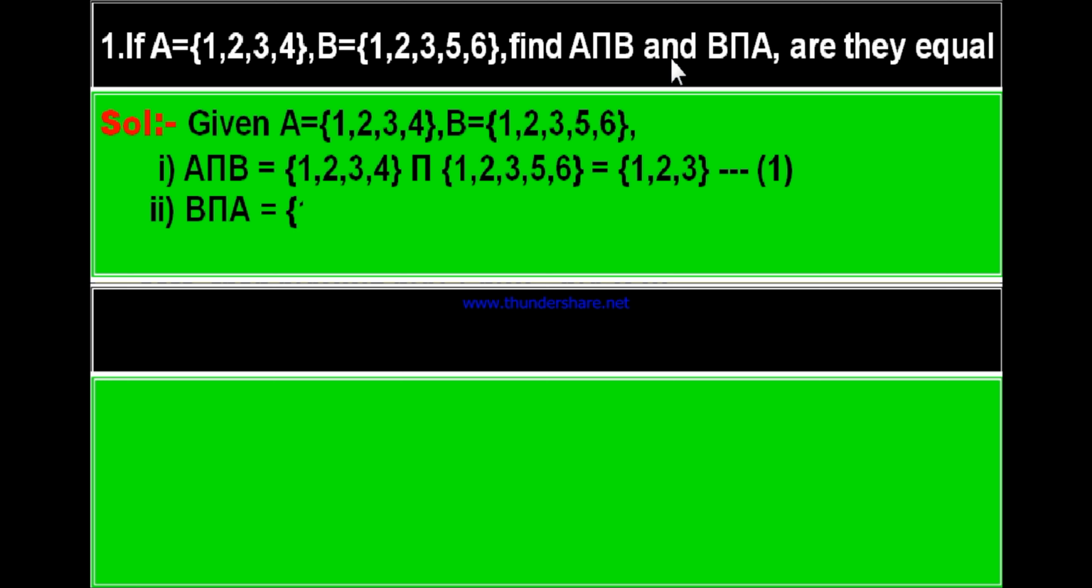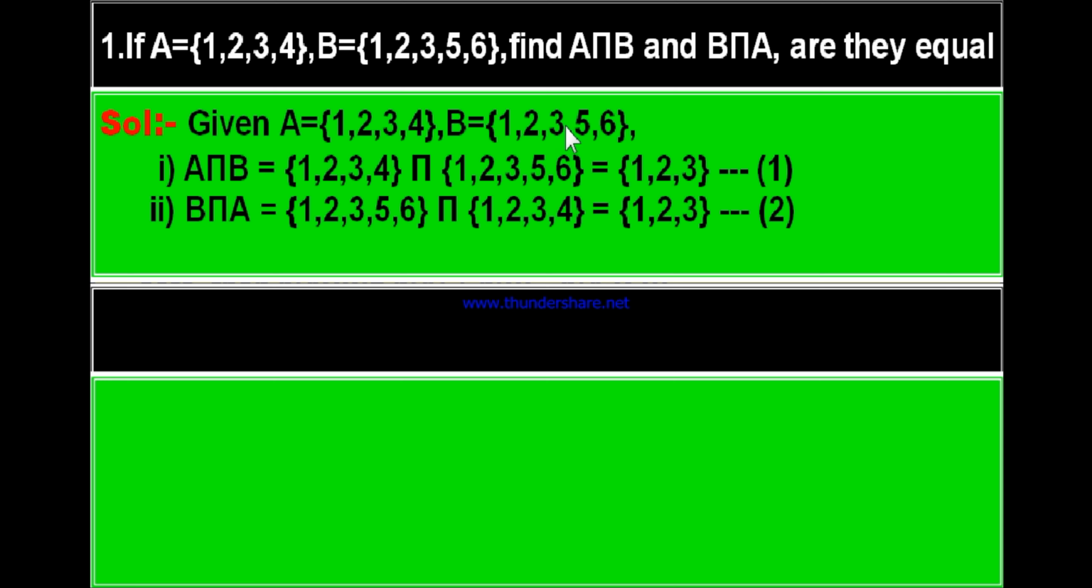Now let us find B intersection A. B intersection A means first write set B, the set {1, 2, 3, 5, 6}, intersection set A, the set {1, 2, 3, 4}. This is equal to, again, the common elements. Again 1, 2 and 3 are the common elements. Therefore A intersection B is the set {1, 2, 3} and B intersection A is also the set {1, 2, 3}. Then are they equal, he is asking. Is it clear now? From 1 and 2 you can find that A intersection B is equal to B intersection A, both are equal.